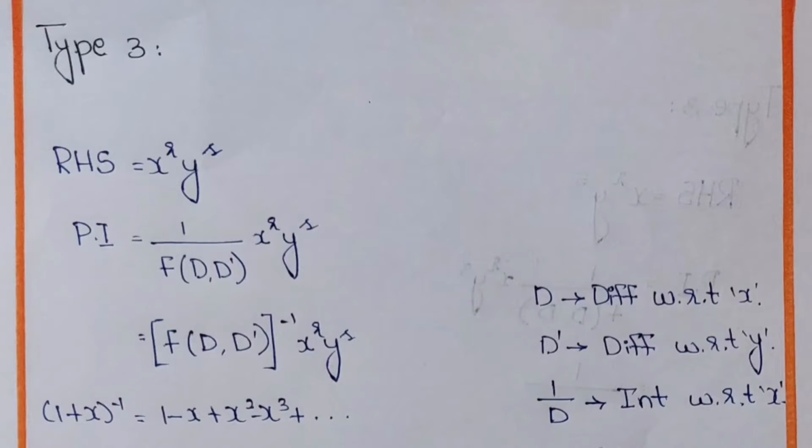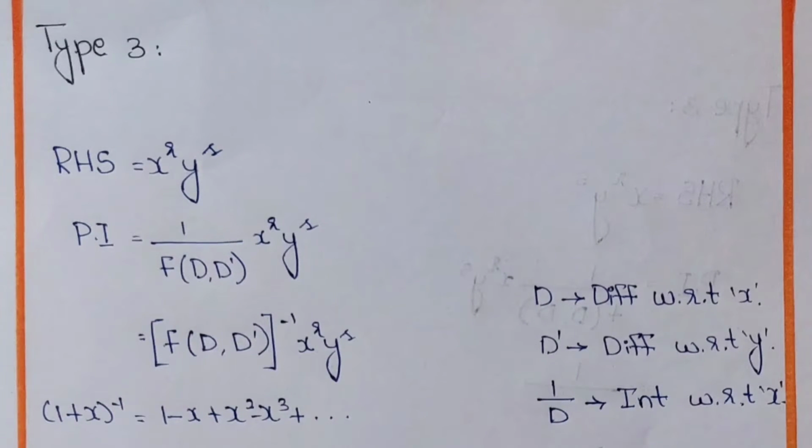We are going to see about type 3. In this, the RHS will be in the form x power r into y power s. The PI will be in the form 1 by f(D, D') into x power r y power s. And when we take it to the numerator, it will become inverse, that is f(D, D') inverse x power r y power s.